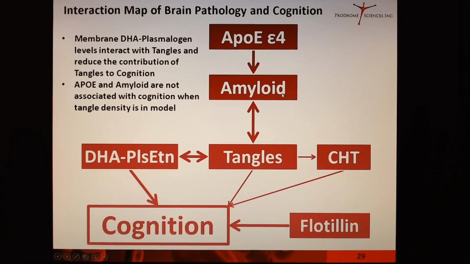The next step along the pathway is tangles. Amyloid is associated with reduced cognition, but if you know the tangle density in individuals, you don't need to know the amyloid. It's only those people with high levels of amyloid that have high tangle density that have reduced cognition. So it's not the amyloid, it's the tangles. And when we did all this work, we found there were four things that were critical: the DHA plasmalogens in the brain, tangle density, the choline high affinity transporter, which is essentially a biomarker of cholinergic neurons, and flotillin, which is a biomarker of lipid rafts.